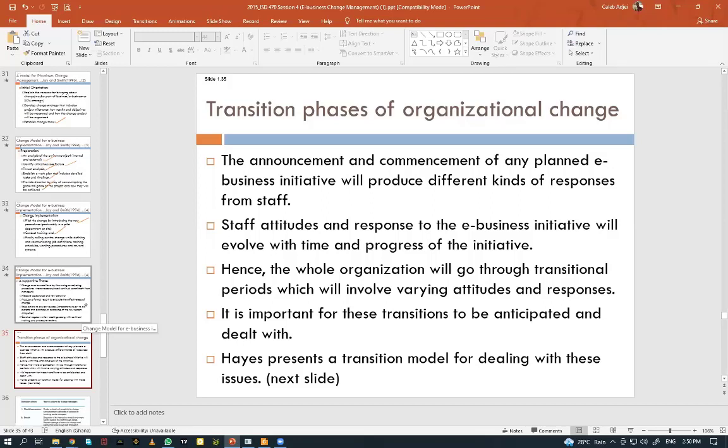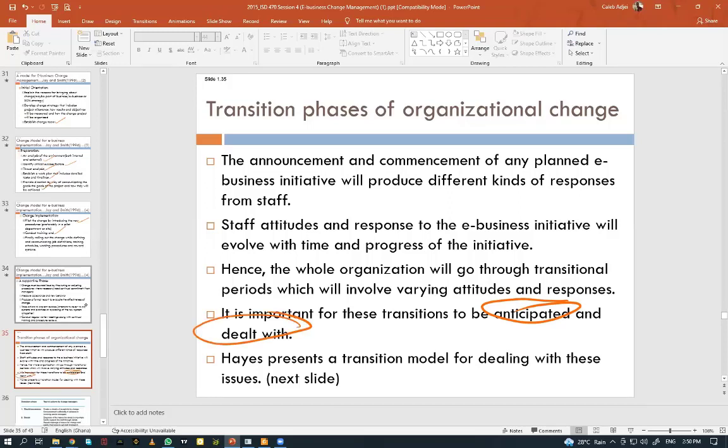And because of that, staff attitudes and their response to an e-business initiative will evolve with time and progress of the initiative. Hence, the whole organization will go through certain transitional periods, which will involve varying attitudes and responses. So it is very important for these transitions to be anticipated and dealt with. As I said earlier, as we try to introduce technology, some of these issues will be cropping up. So we need to anticipate that they will come, and when they actually come, we need to find ways to deal with them.